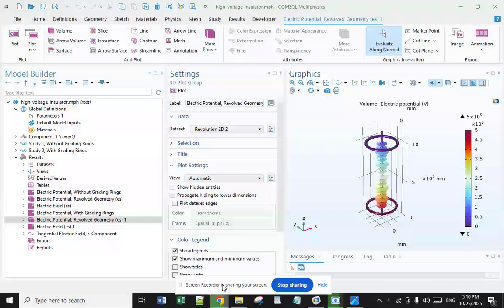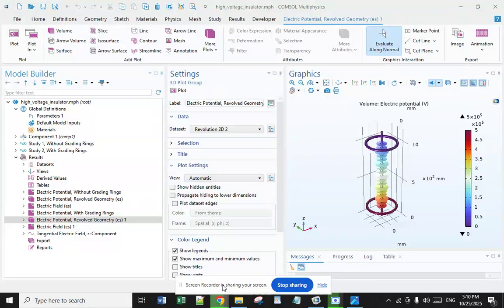The first question is, what are high voltage insulators? High voltage insulators are devices used to isolate the electrical conductors from the tower and the ground. These devices are designed to withstand high electrical voltage and hold the electrical conductor in position. The insulators are used in high voltage power transmission and distribution lines.